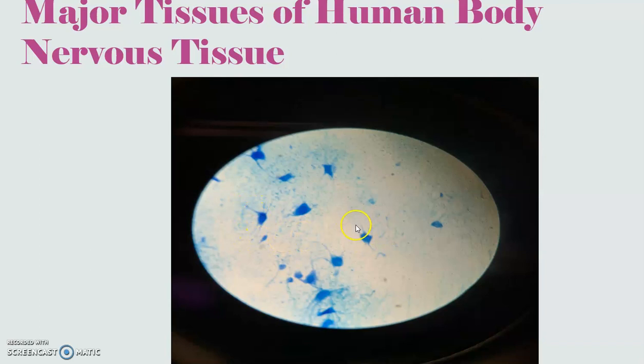As we get further down in our educational journey of Anatomy and Physiology 1, we'll talk about what these cell processes are and their functions. They are termed axons and dendrites. Our nervous tissue is found in the brain and the spinal cord.